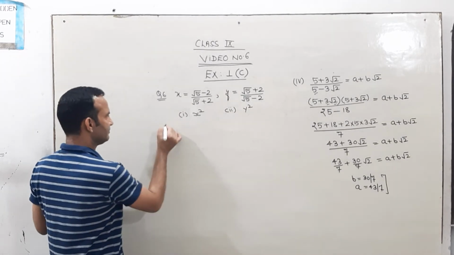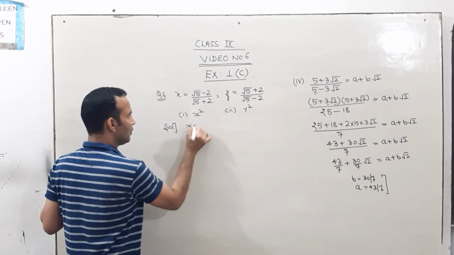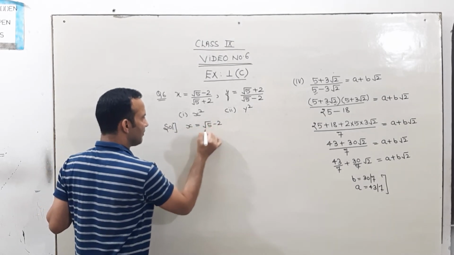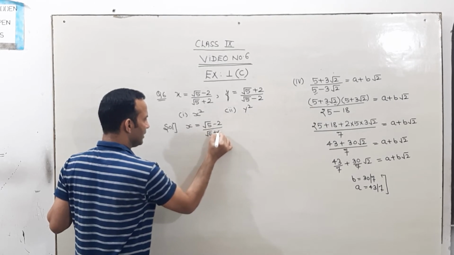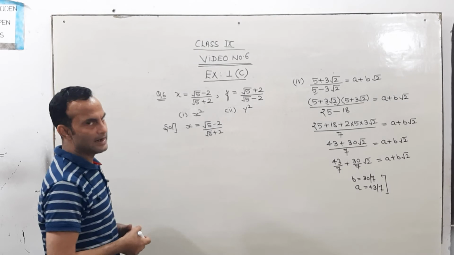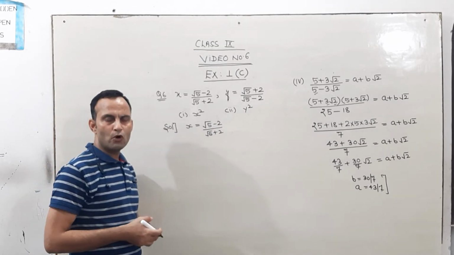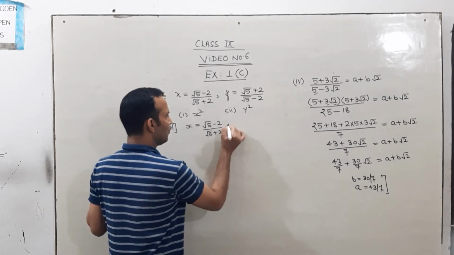See students, first take x. X is what? Root 5 minus 2 upon root 5 plus 2. First of all, rationalize the denominator. In such type of problems, we always rationalize the denominator. Always remember that.